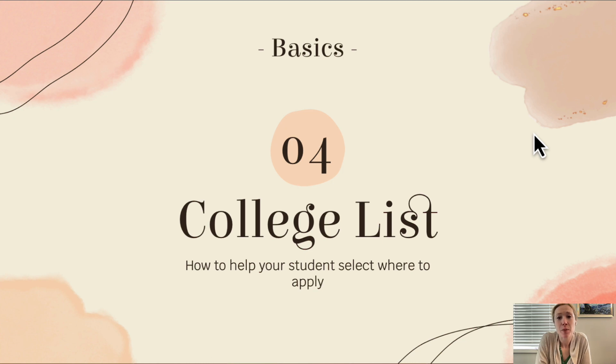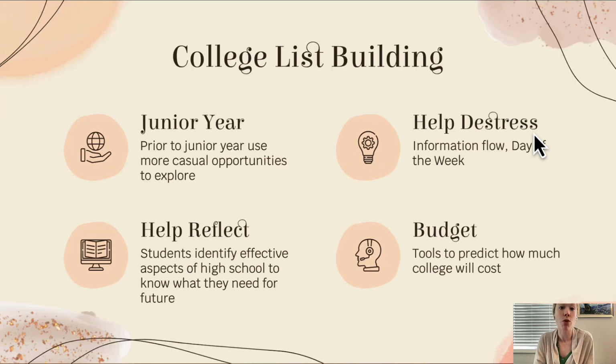When it comes to helping your student create a college list, I hope that things can be a little bit easier in this regard. It's going to take a bit more research, but this is the whole goal of this session today: to understand how you can support your student in creating a college list. What are some of the things that you should be aware of as a parent when they're going into this process?